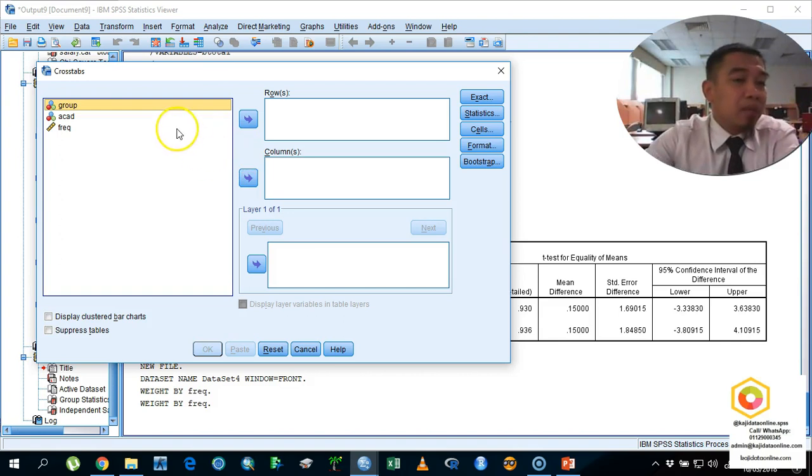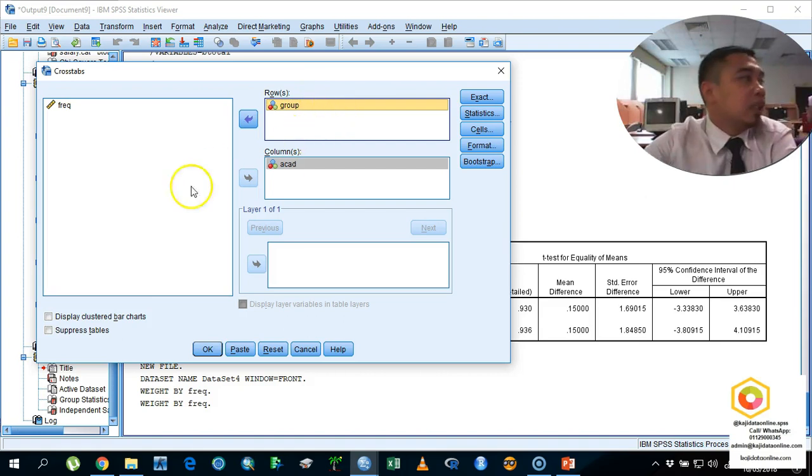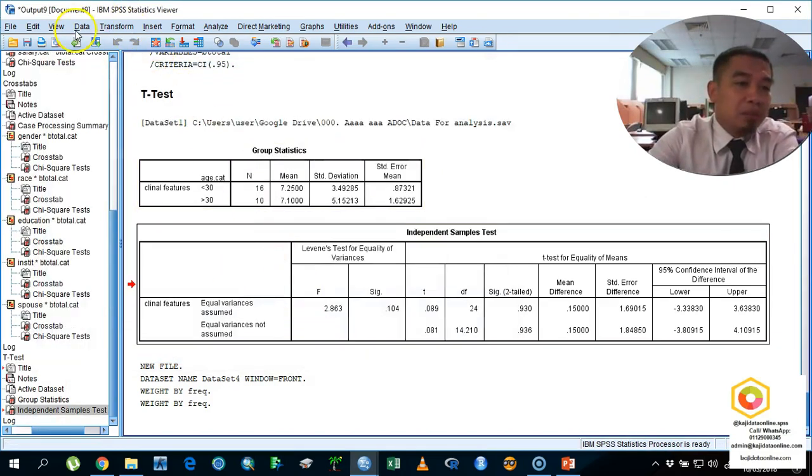Same like before, okay? And then you understand already, right? The column must be your DV or IV? DV. So our DV is academic performance and our IV is our group of students. Okay. Just put it inside there. Can you follow? You cannot follow. Okay, never mind. I will repeat.